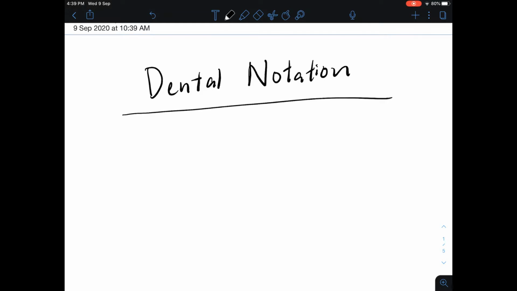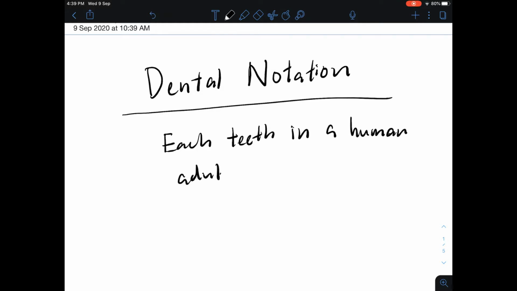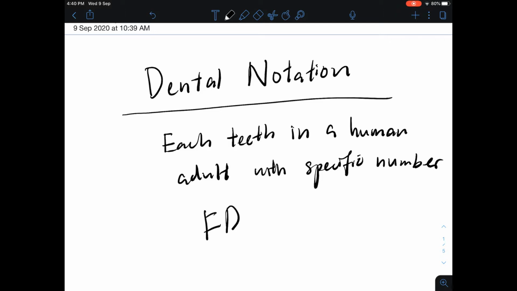Today, I am going to talk about the dental numbering system or dental notation. Dental notation provides each tooth in a human adult with a specific number. So the notation that I'm going to talk about today is FDI notation.